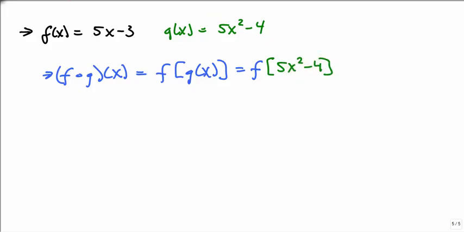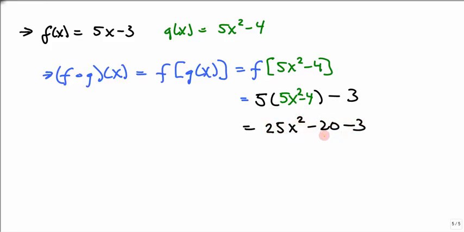So f is 5x minus 3. So this is 5 times x, minus 3. But what is x equal to? Again, x is equal to the entire function g, 5x squared minus 4. And then I would simplify by distributing through the 5, so that's 25x squared minus 20 minus 3, and of course we can combine like terms. So I have 25x squared minus 23.